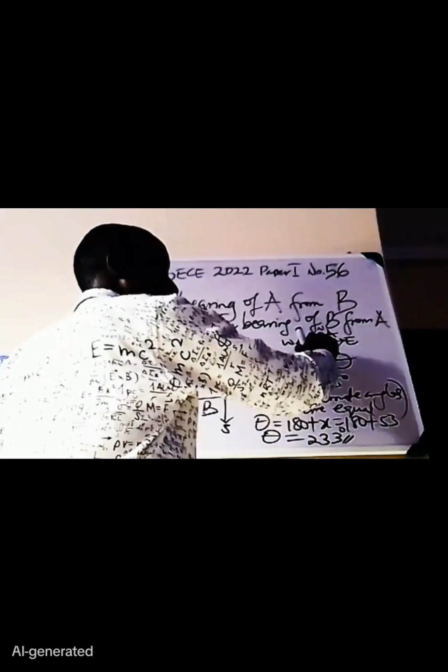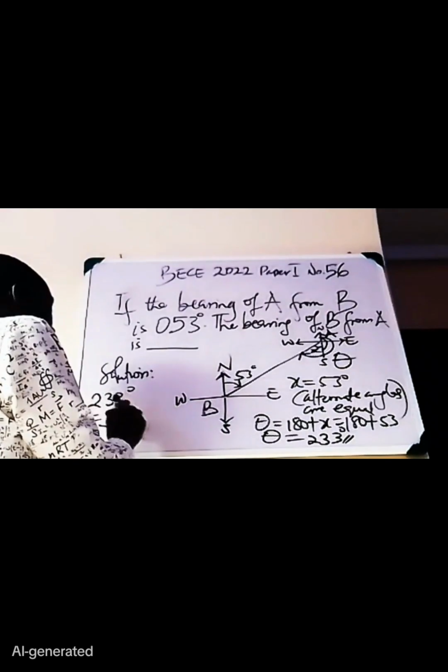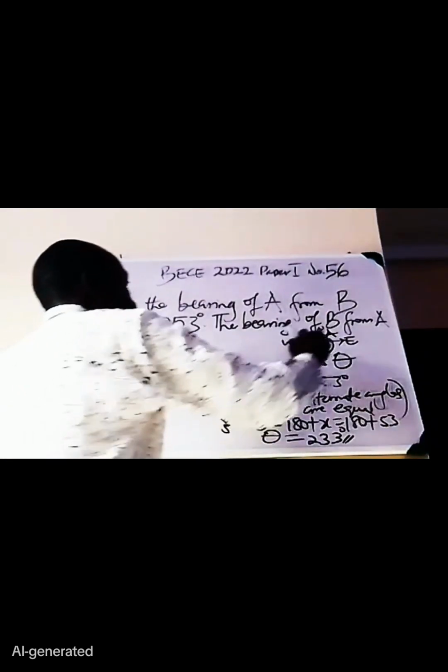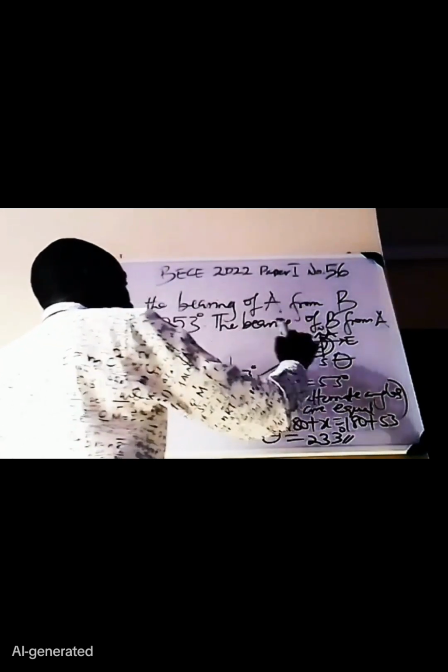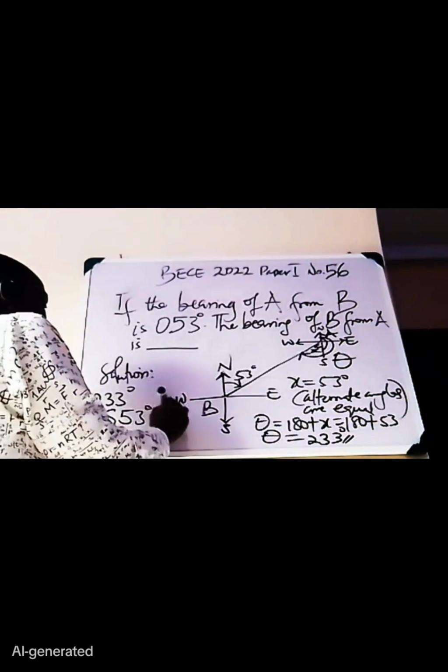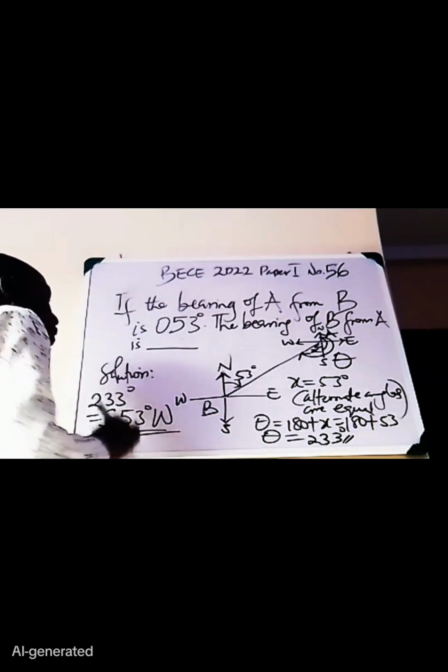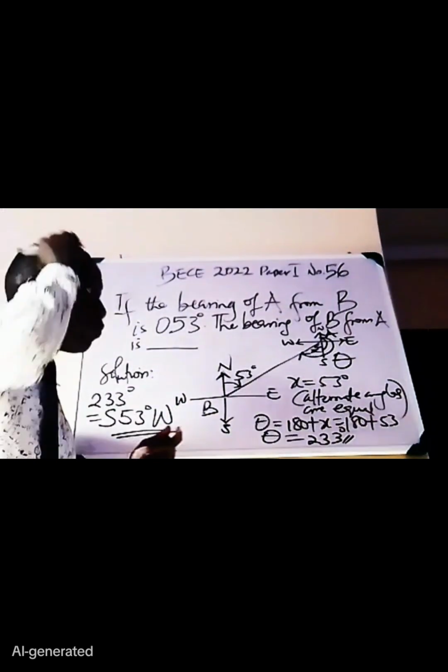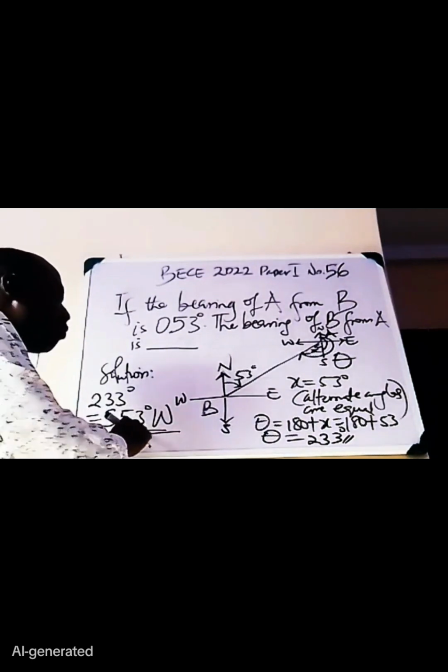Now we have to work with the acute angle, which is 53 degrees. So from here to here is 53 degrees, and it's heading to the what? West. So this is south, 53 degrees what? West. So either you write it in this form or you write it in the 3-digit form.